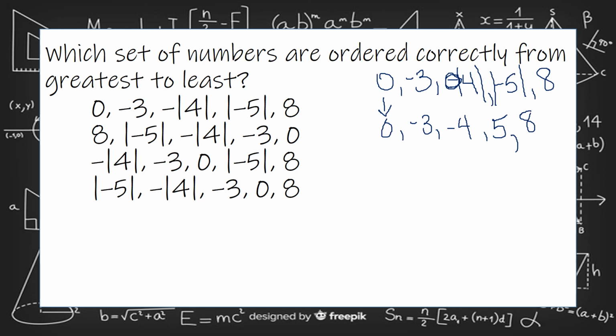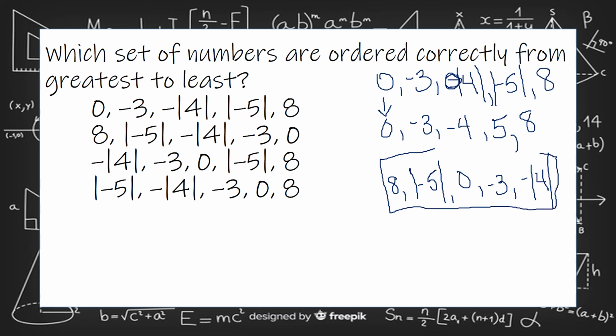So we're looking for greatest to least. We need to see one that says 8, the absolute value of negative 5, then we need 0, then negative 3, and then negative absolute value of 4. None of these say that, but that's okay because we know that this is it. And I had taken these choices off least to greatest, so don't worry about those.